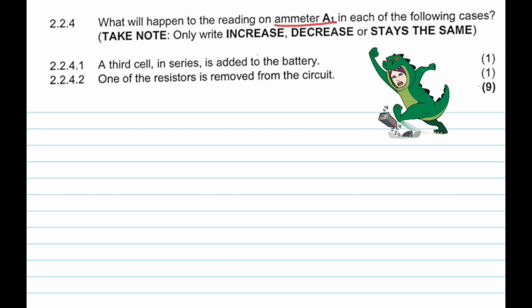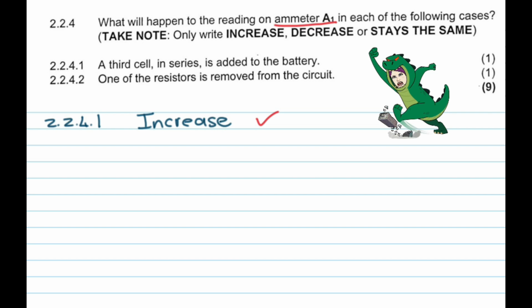First up, question 2.2.4.1. A third cell in series is added to the battery. Now remember, the more cells we add in series, the more energy we're going to have and the faster the current will be. So we're looking for the word increase. So we can't here write faster or more or anything. We have to write down the word increase.